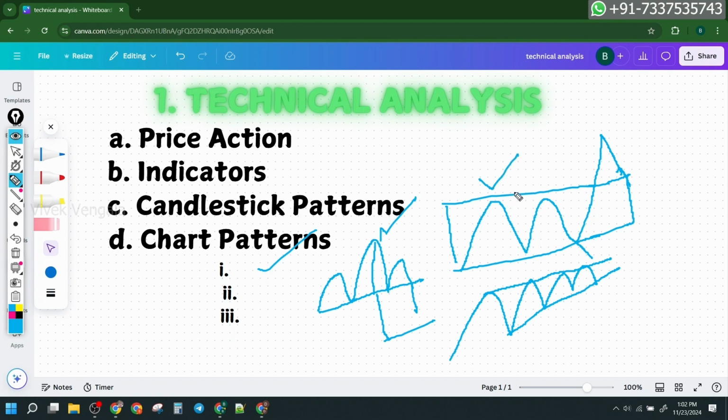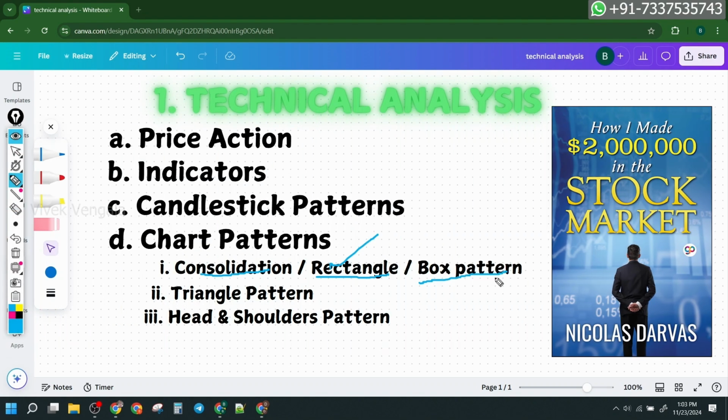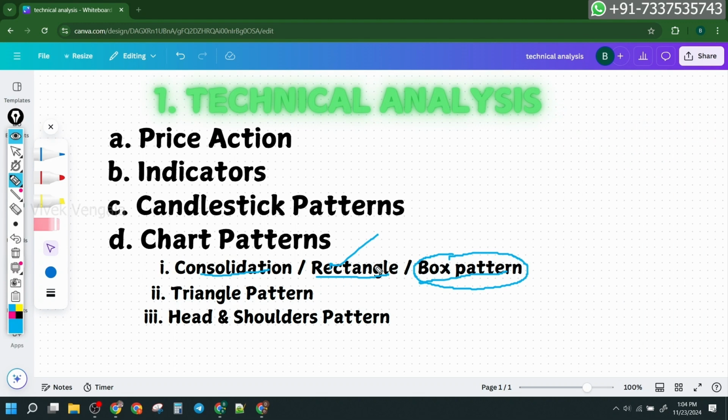This one is highly important. This is a simple consolidation pattern you are going to see every time, and this is one more important chart pattern you are going to see a lot of times. These are the 3 patterns that I am going to recommend, and this one is called consolidation, breakout, or a rectangle pattern or box pattern. If you have read the book by Nicholas Darvas, How I Made $2 Million in the Stock Market, this is a pattern that is discussed in the book. Box pattern, that is called consolidation and breakout, and another one is a triangle pattern, and another one is head and shoulders pattern. Just study these 3 patterns.